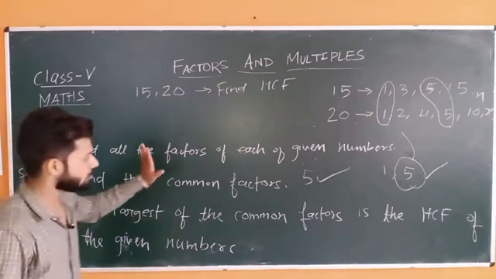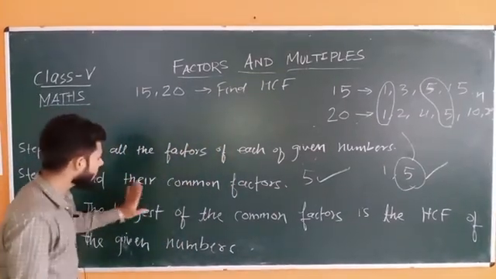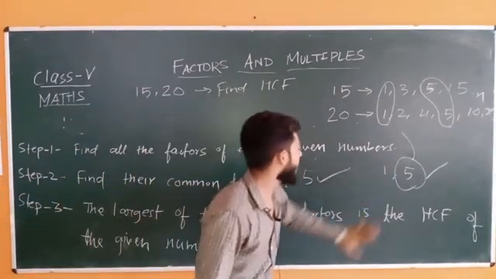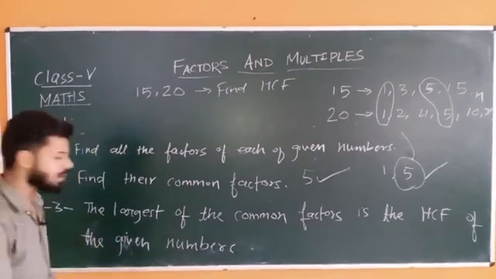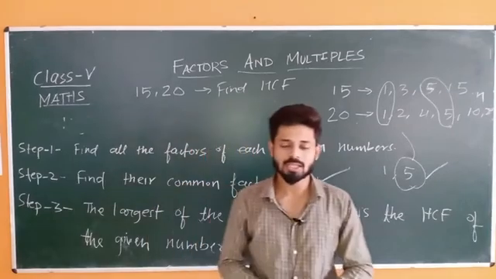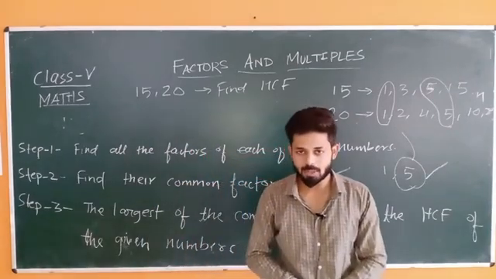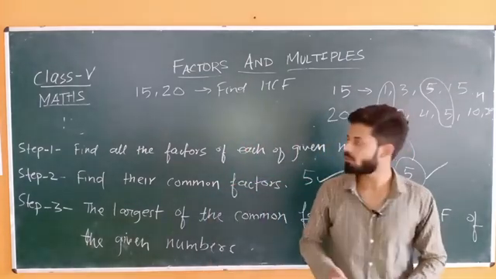The first one is find the factors of each of the numbers, then write all the common factors, and out of these common factors, the highest one will become the HCF of the given numbers. This is all about today's class, and in the next class we will discuss the LCM and solve more questions on the basis of LCM and HCF.